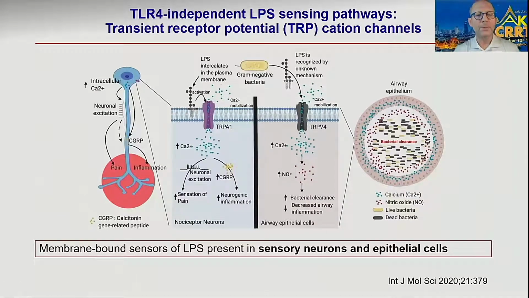Recent studies led to discovery of 2 additional TLR4 independent lipopolysaccharide recognition systems. First is membrane-bound transient receptor potential channels. Activation of these channels on the neuronal cells generates pain during inflammation. An activation of the TRPV4 channel in the airway epithelium leads to the production of nitric oxide that facilitates the pathogen clearance from the airways.